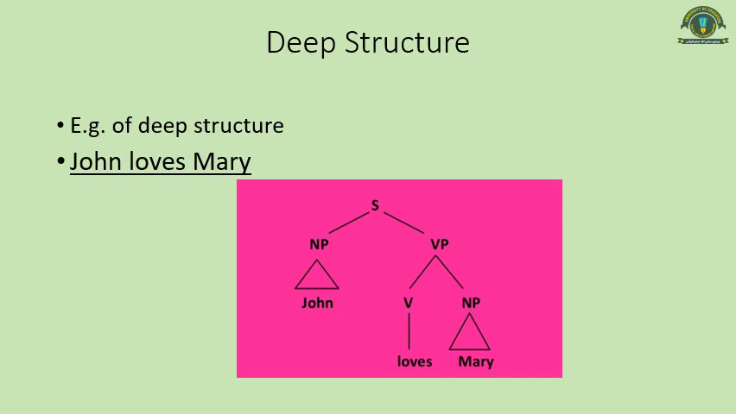Now, keeping in view the phrase structure rules, we will syntactically analyze this example of deep structure, that is, John loves Mary. In this sentence, John, as it's the subject, is a noun phrase, and the predicate is a verb phrase, where loves is a verb, and Mary is a noun phrase, and by joining they are making a verb phrase, and a verb phrase and a noun phrase, after joining, are making a sentence.